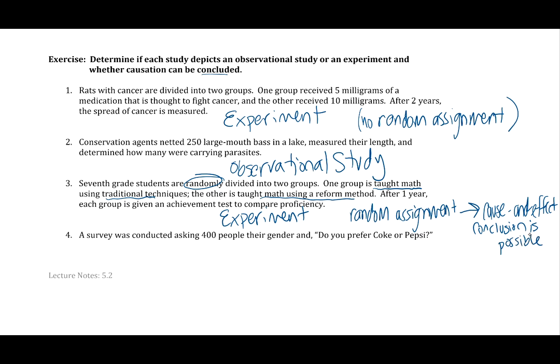All right, finally, number 4, it says a survey was conducted asking 400 people their gender and the question, do you prefer Coke or Pepsi? They are just talking to people that they see and collecting information from them. This is an observational study.